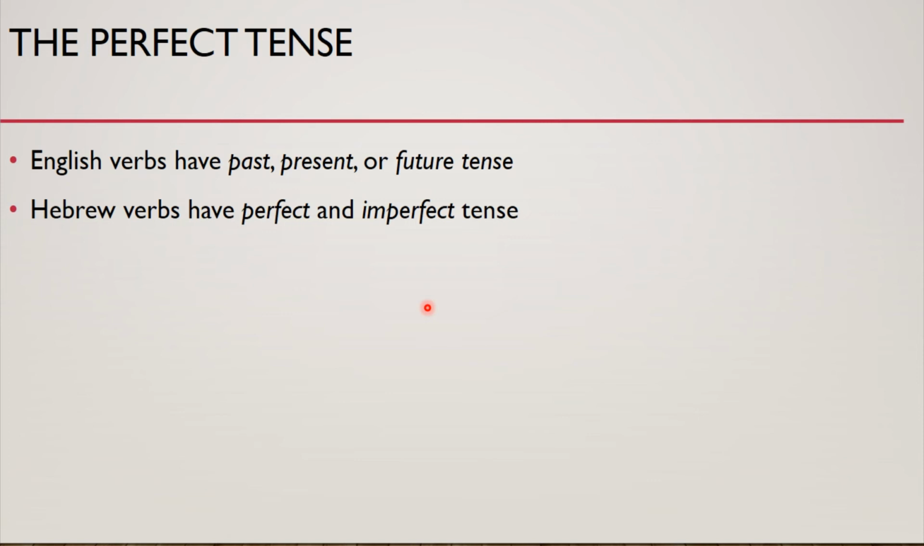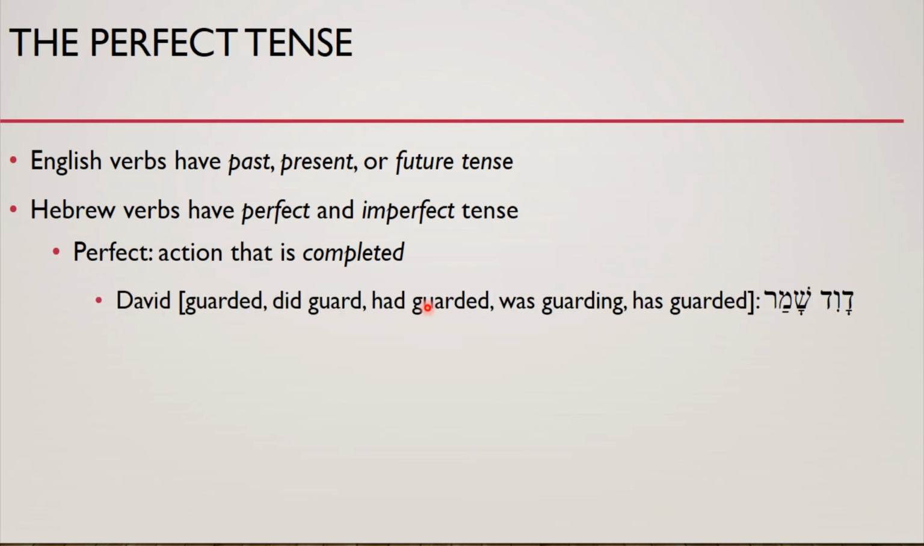Well, the perfect tense, which is the tense that these verbs that we've just learned are part of, refers to action that is completed. So, for example, let's look at this sentence. Let's look at the Hebrew here on the right. David shamar. Now, there's several ways you could actually translate this, because this is the perfect tense, and perfect tense is action that is completed.